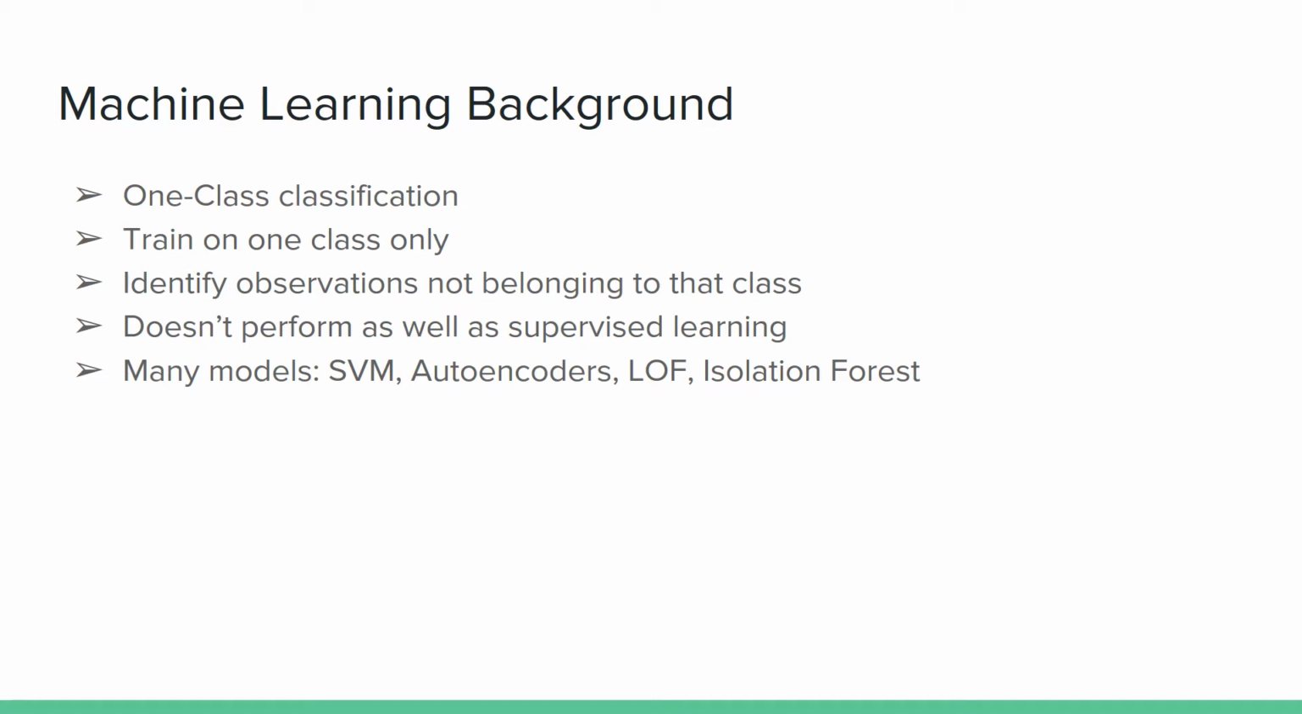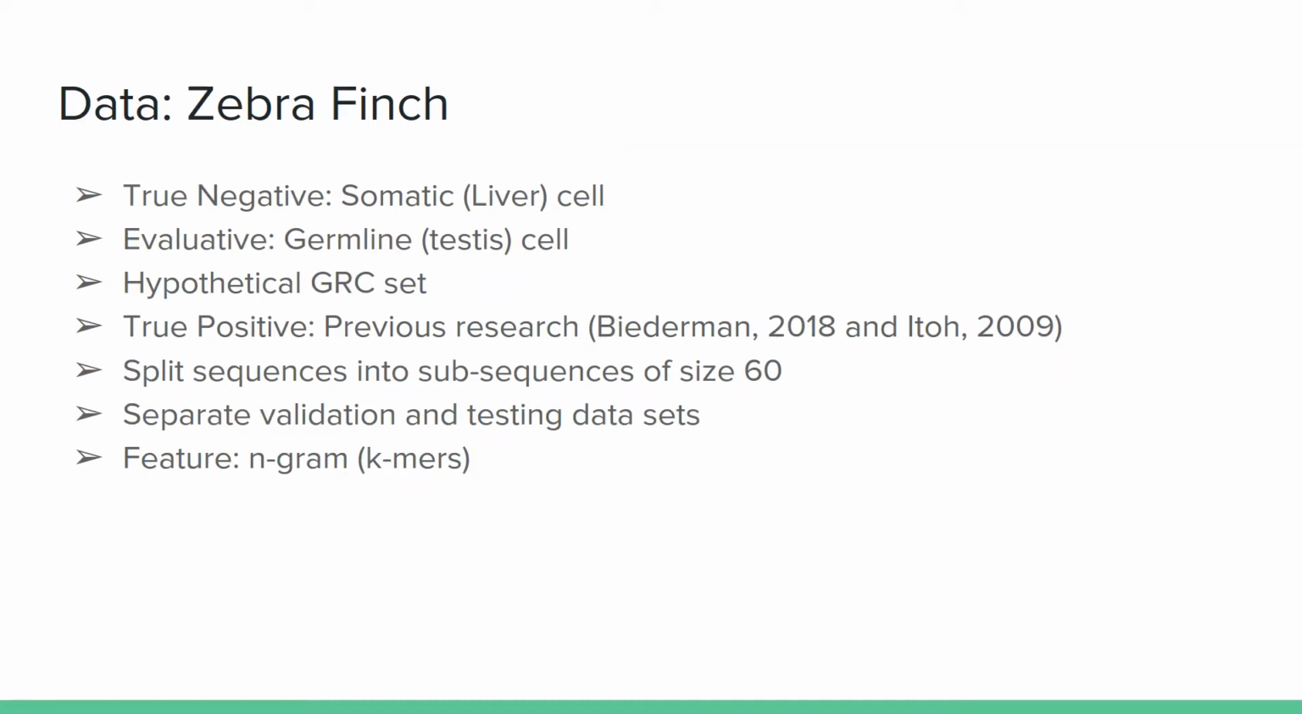So in general, one-class classifiers don't perform as well as supervised learning. They obviously have less information, but oftentimes when you use them, they're the only option, as in this case where we have very, very few true positives. There are many one-class models, including one-class support vector machines, autoencoders, local outlier factor, and more recently, isolation forest.